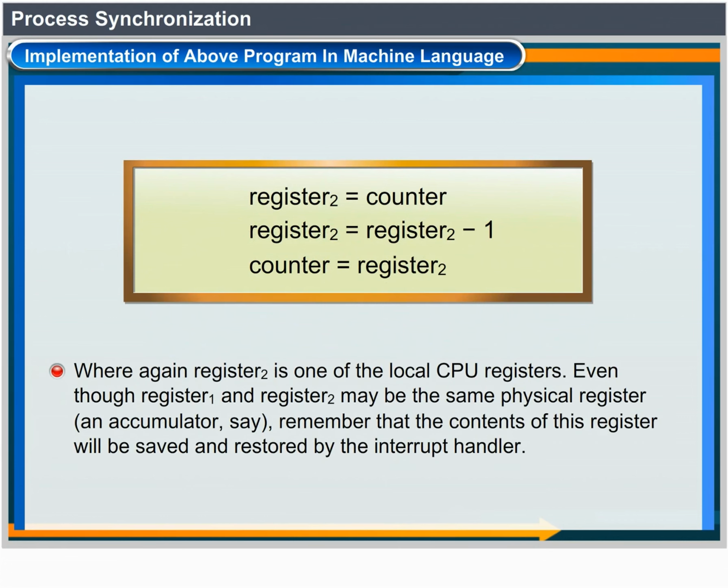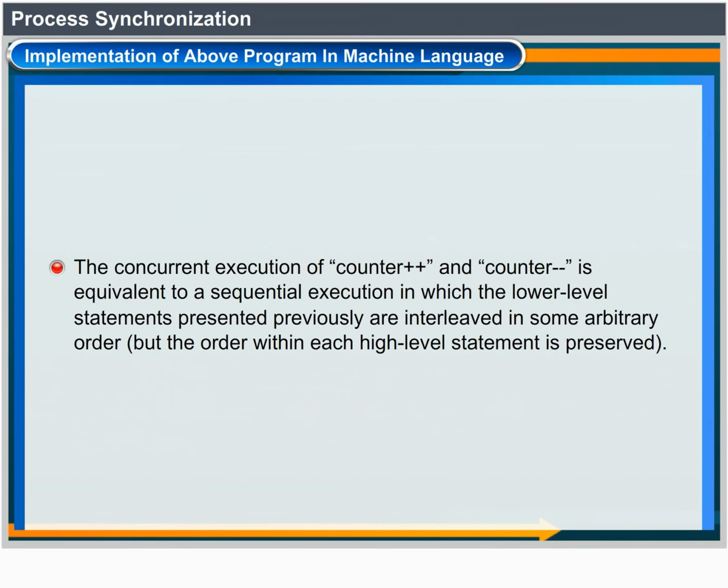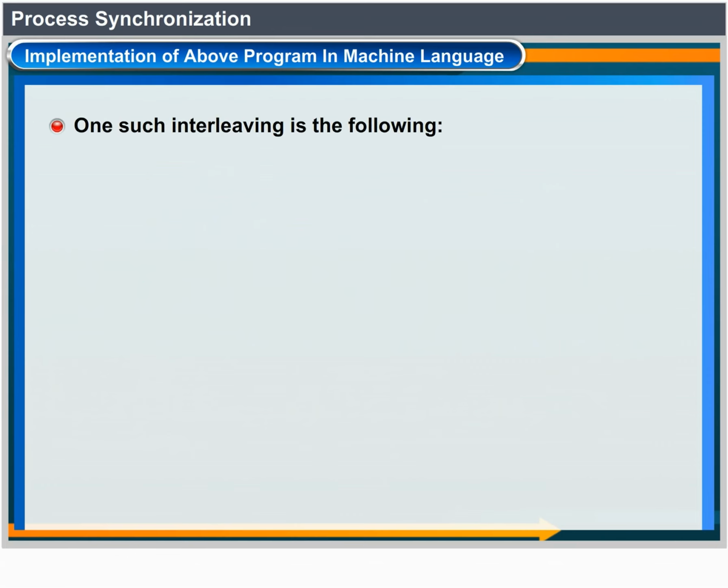Even though register1 and register2 may be the same physical register, an accumulator say, remember that the contents of this register will be saved and restored by the interrupt handler. The concurrent execution of counter++ and counter-- is equivalent to a sequential execution in which the lower-level statements presented previously are interleaved in some arbitrary order, but the order within each high-level statement is preserved. One such interleaving is the following.